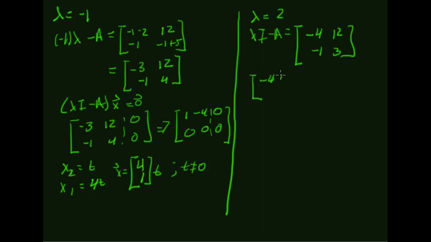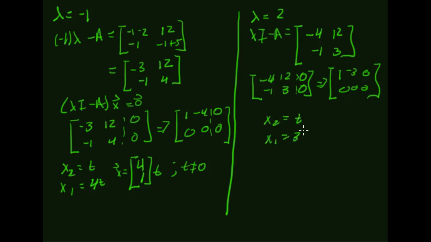Gauss-Jordan, -4, 12, -1, 3, 0, 0 gets me to 1, -3, 0, 0, 0, 0, which means that if I make x2 equal to t, then x1 has to be 3t. So x is any vector that is 3, 1 times t. So this is the set of all eigenvectors that go with the eigenvalue 2.